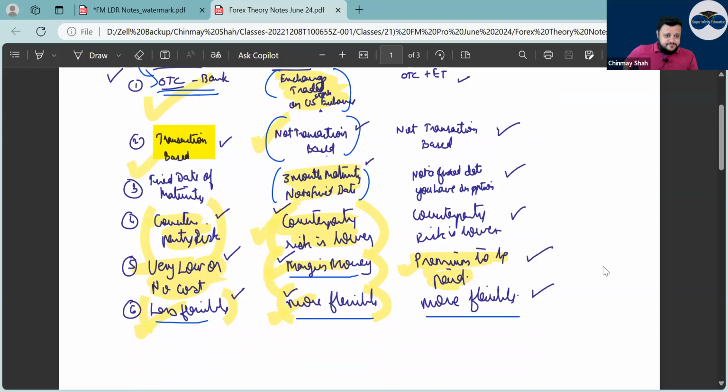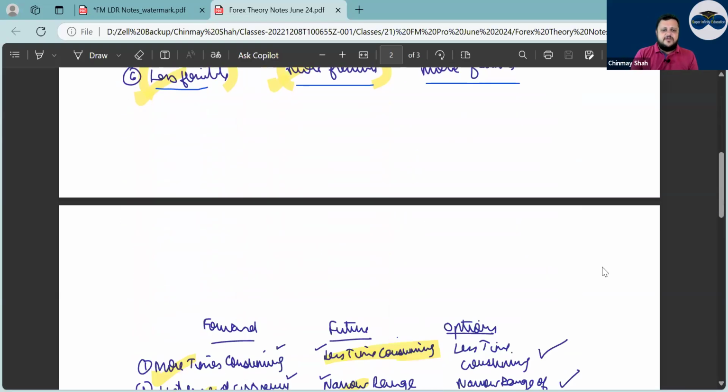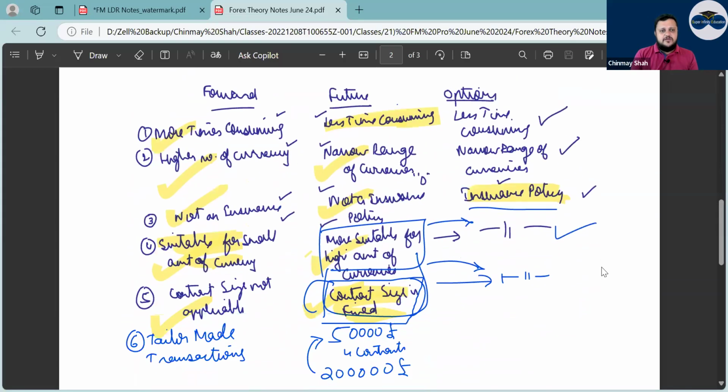Less flexible, more flexible: why is forward less flexible? Because on that date only you have to come and fulfill the transaction. But futures and options are more flexible; anytime you can go and close the transaction. Forward is more time consuming, future is less time consuming. Forward has a higher number of currencies, futures a narrow range of currencies.